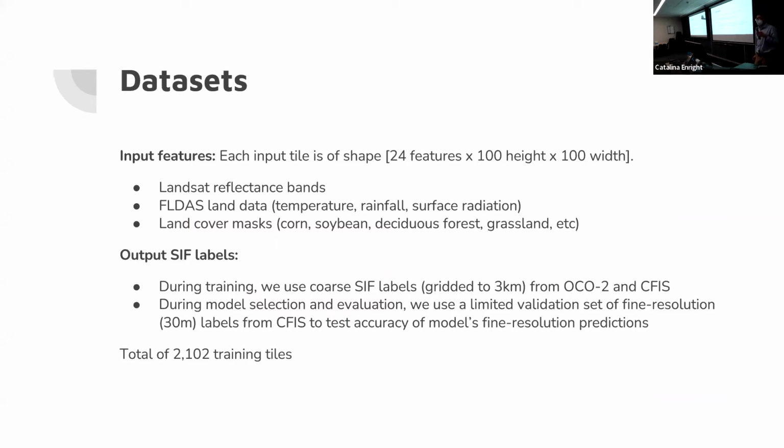So just to quickly recap what data sets we use. We have input features such as Landsat, FLDAS land data, and land cover masks. For the SIF labels, during training time, we use coarse resolution SIF labels, such as 3-kilometer resolution from OCO2 and CFIS. And during model selection and evaluation, we use a very small validation set of a few fine resolution SIF labels to test the accuracy of the model's fine resolution SIF predictions and determine whether this model is even on the right track or not.